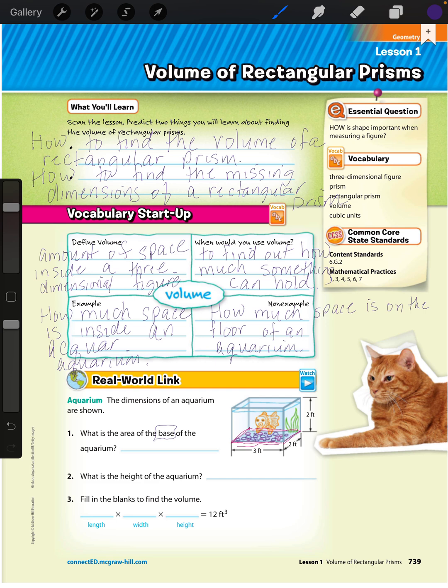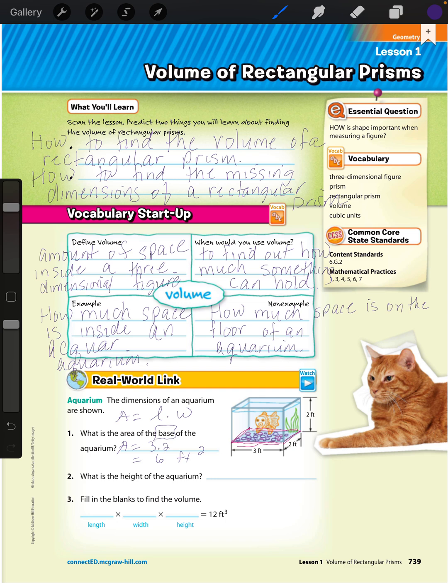That's the base. So the area is going to be equal to length times width. So area of the base is equal to length times width. And so we know that the area is going to be 3 times 2. So area equals 3 times 2. So our area is going to be 6 feet squared. Always square the units when we're finding the area.